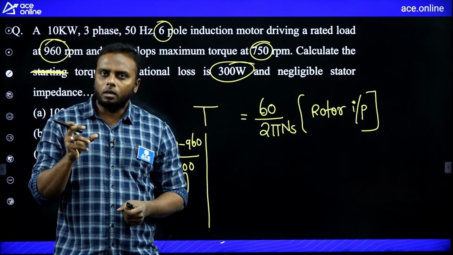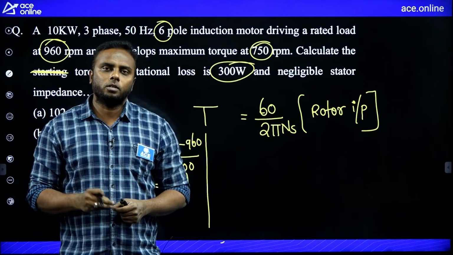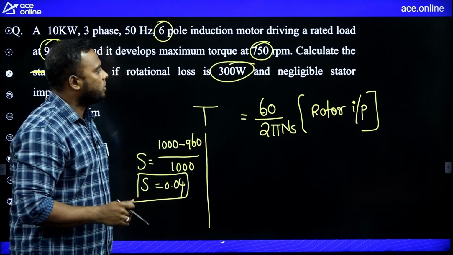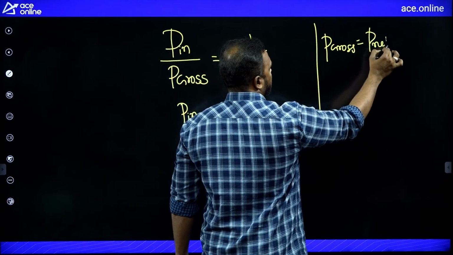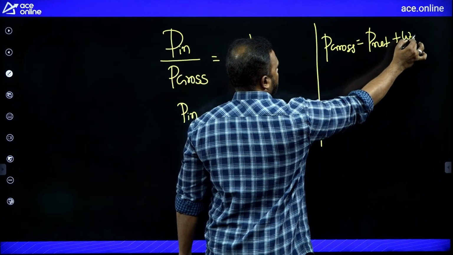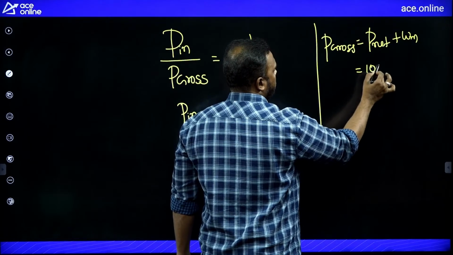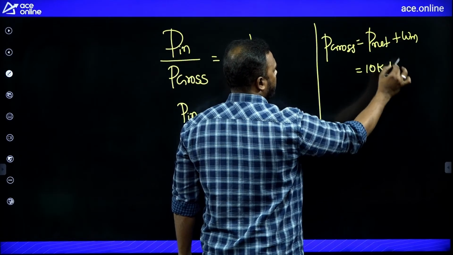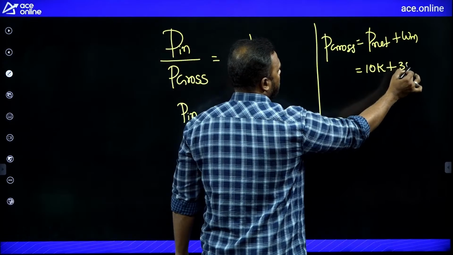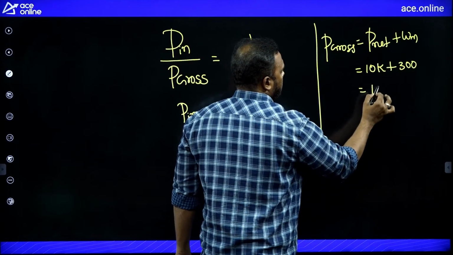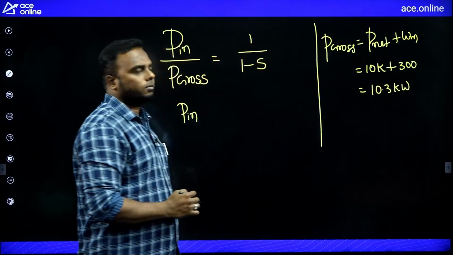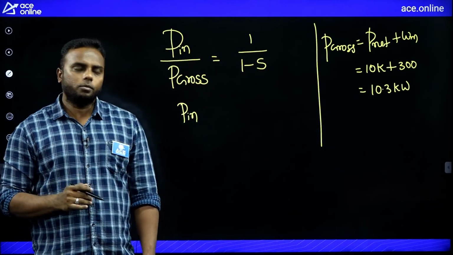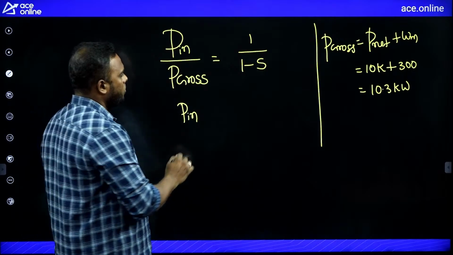The power rating always indicated is net mechanical power or net output of motor. So, gross power equal to net power plus mechanical loss, rotational loss. Net power is 10 kilowatt plus what is the mechanical loss given, rotational? 300 watts it is. Now it is 10.3 kilowatts. This is the gross power. Now calculate from this the rotor input power.